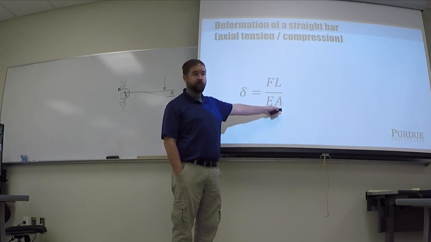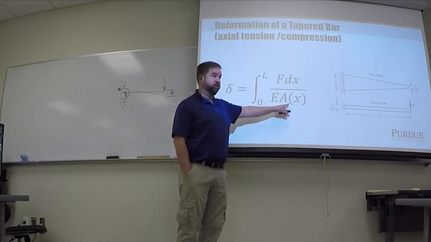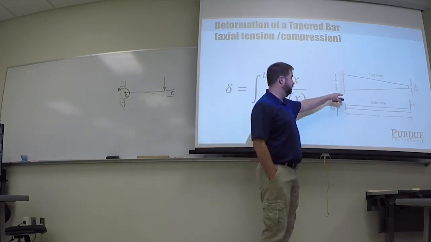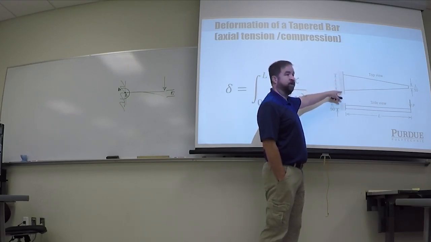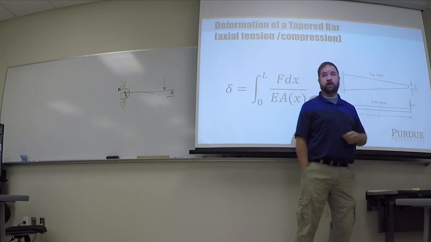Okay, well, we go to a tapered beam now, and this A is no longer constant. Okay, it's a function of the length. So it is, in this specific case, 10 inches by 1 inch, so it's 10 square inches at this end, and it tapers down to 1 square inch at that end.